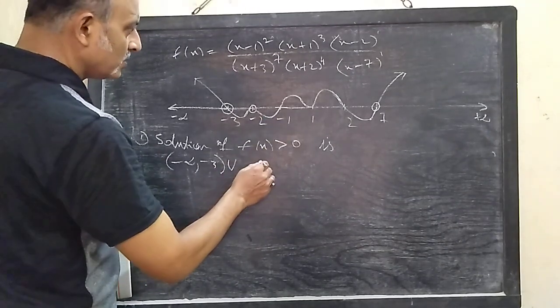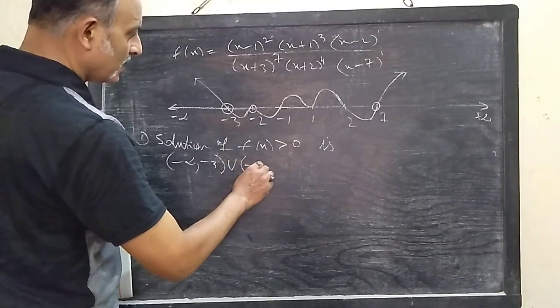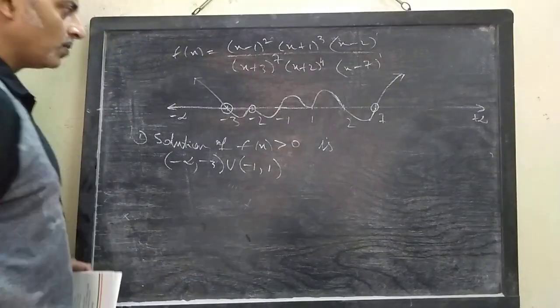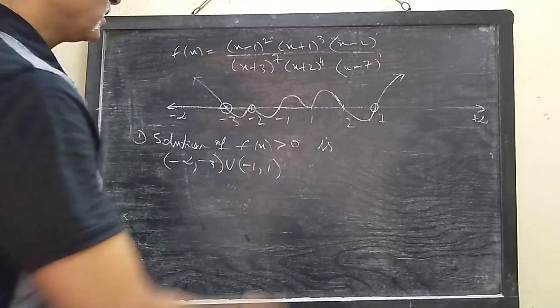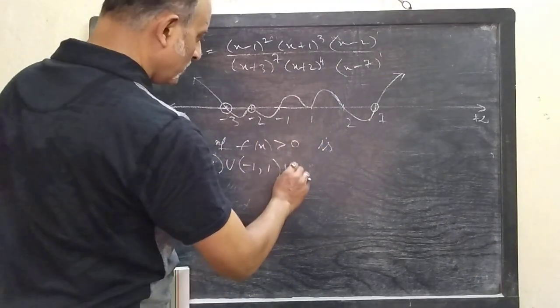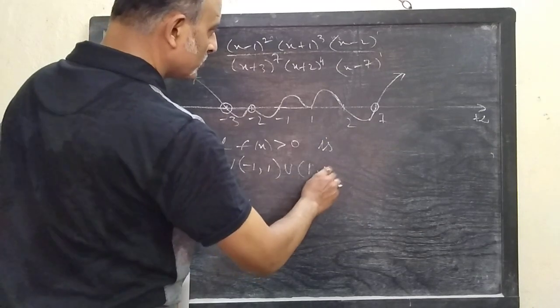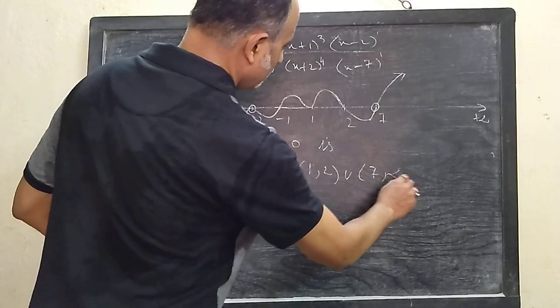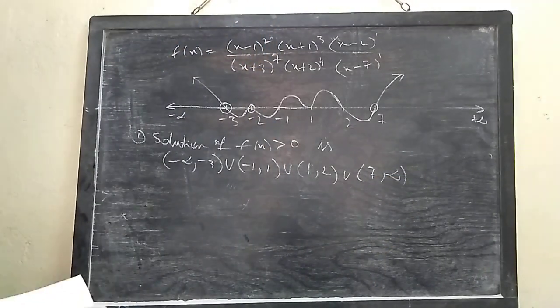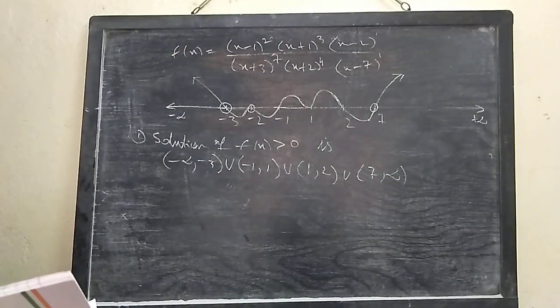Union, minus 1 to 1 open. 1 will be open because 1 cannot belong to the solution because this is greater than 0. Then union 1 to 2, then union 7 to infinity. So minus infinity to minus 3, minus 1 to 1, 1 to 2, 7 to infinity. This is the solution for f(x) greater than 0.